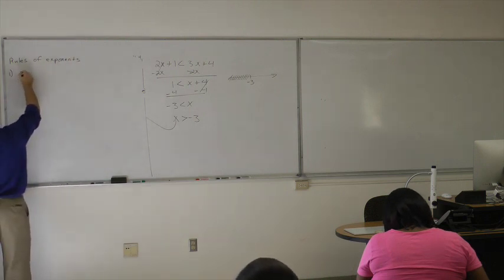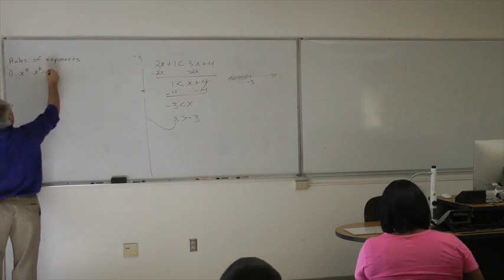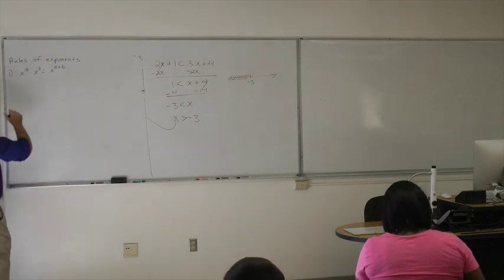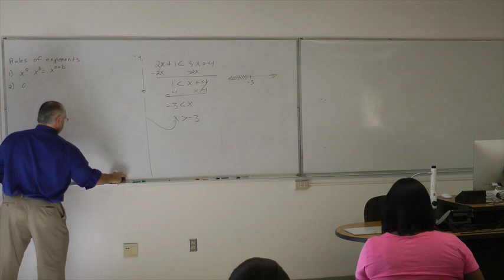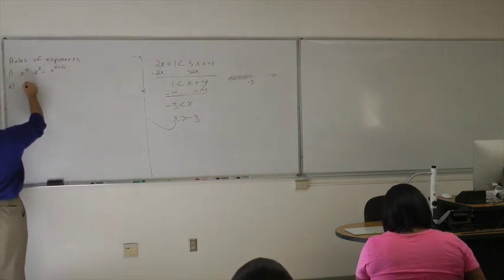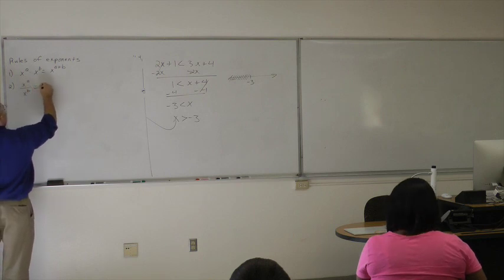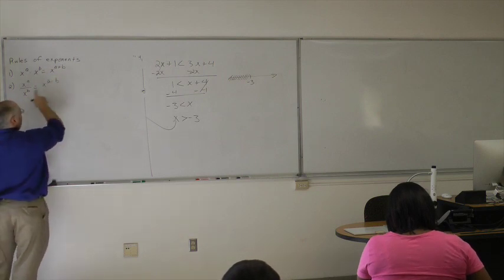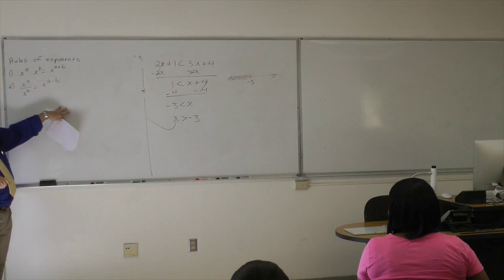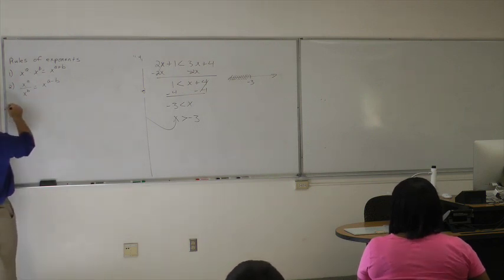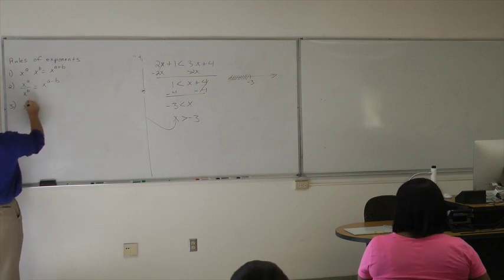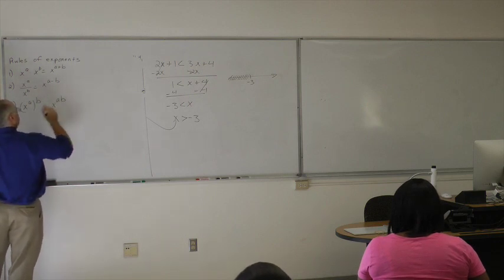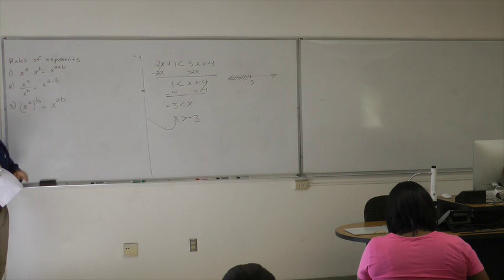We're going to have rule one, that x to the a times x to the b is x to the a plus b. When you multiply like bases, you add the exponents. Rule two, x to the a over x to the b equals x to the a minus b. When you divide like bases, you subtract the exponents. Rule three, that x to the a to the b power is x to the a times b power. When you have a power to a power, you multiply the exponents.